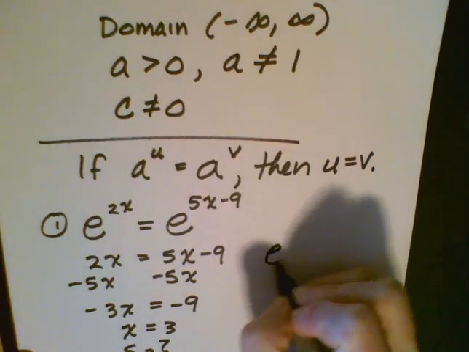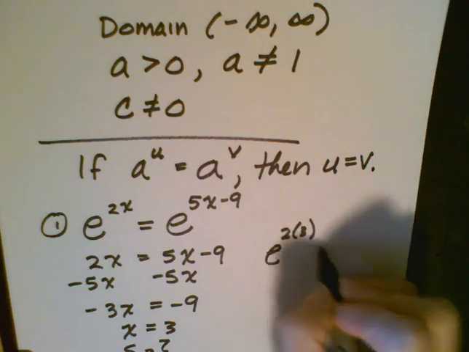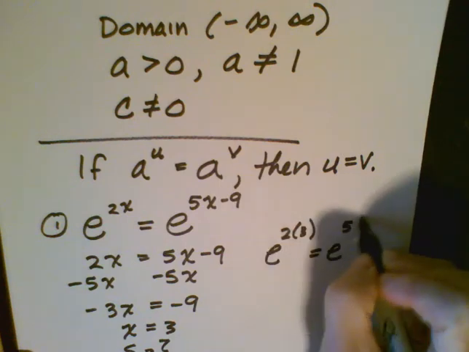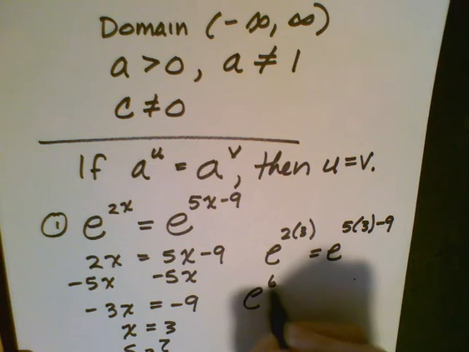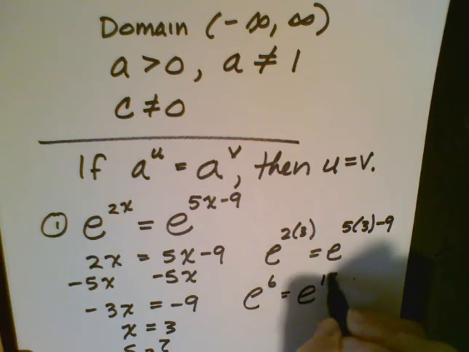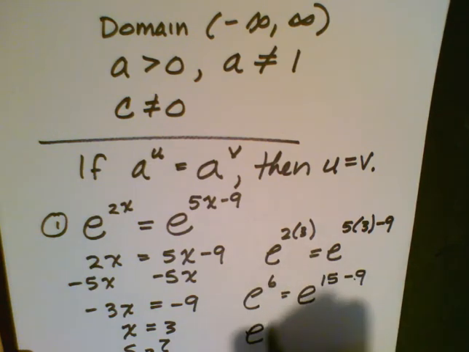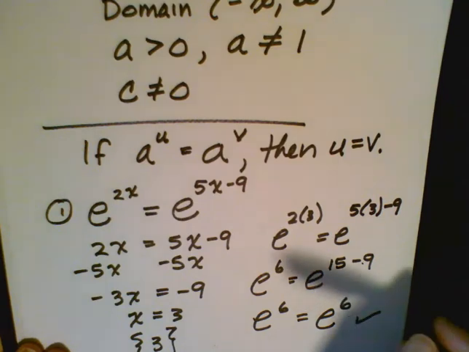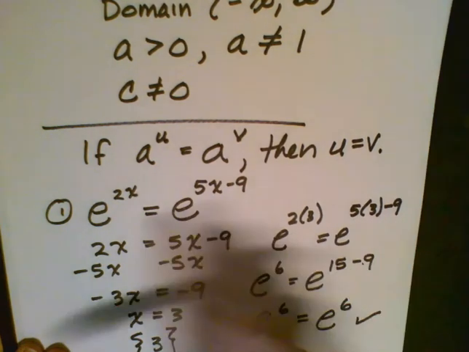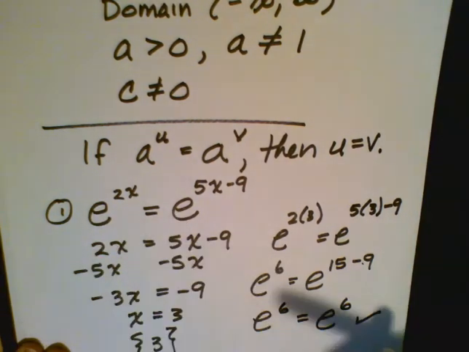And indeed we could go back and plug that in to check. We could say e to the 2 times 3 is equal to e to the 5 times 3 minus 9. So that's e to the 6 is equal to e to the 15 minus 9. E to the 6 equals e to the 6. So it checks. You can always check these by plugging in your solutions in where x was. Okay, that one was already set up, same base on both sides.